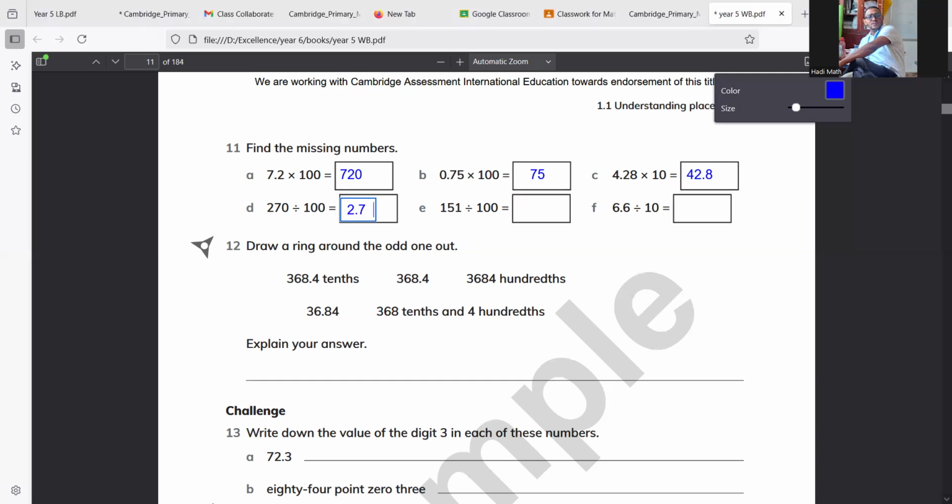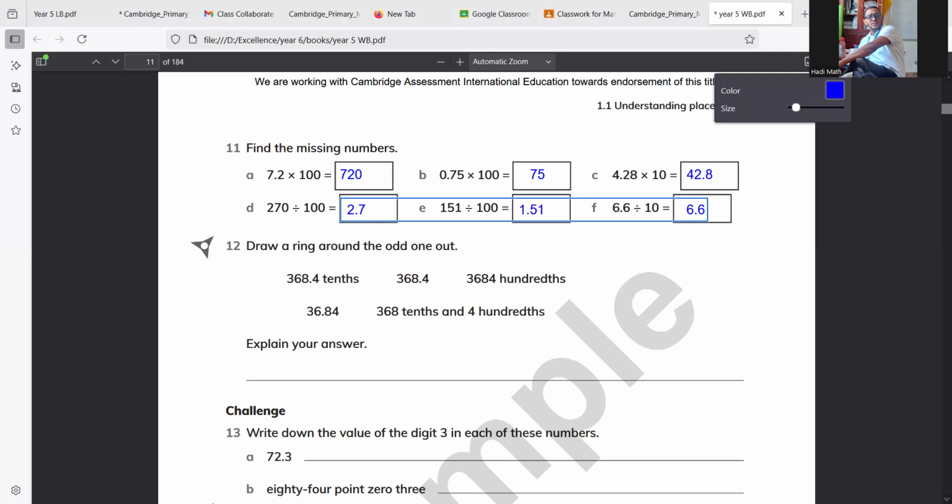Let's go to question number A. We have got 151 divided by 100. Here, I don't have zeros to cancel at all. So no problem. Count 1, 2, and put a decimal point. It will be 1.51. This number here we divide by 10. It is 6.6. And they ask you to divide it by 10. When we divide by 10, we cancel 0. We don't have 0 to cancel.